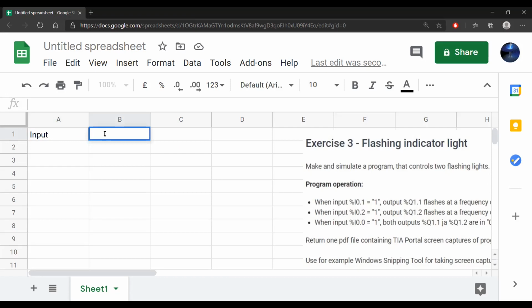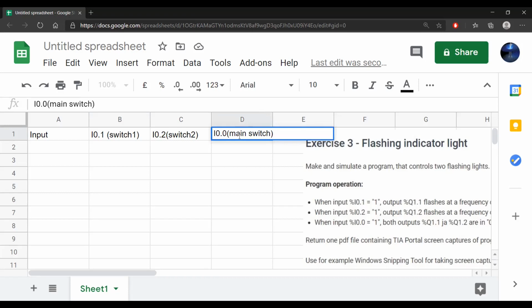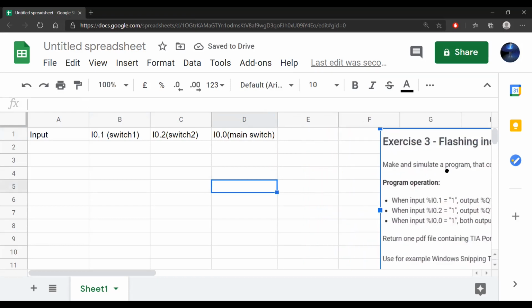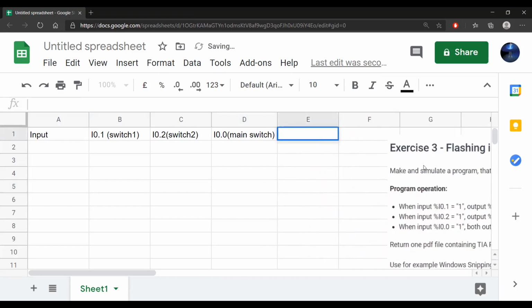So how many inputs do we have? We have I0.1. That's the so-called first switch. I can maybe put in parentheses switch 1, the first switch that controls the first light. Then we have input I0.2, which we can call switch number 2. And finally, we have I0.0, which was the overpowered switch. Let's call it the main switch. This one actually controls both of the outputs. Well, not directly, but partially. We'll talk more about that.